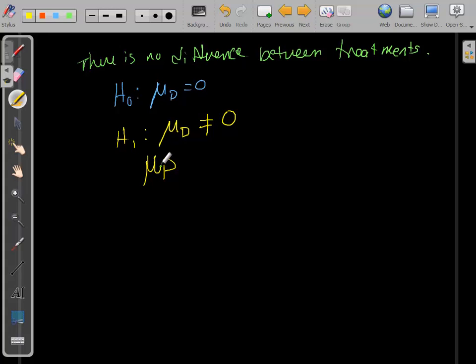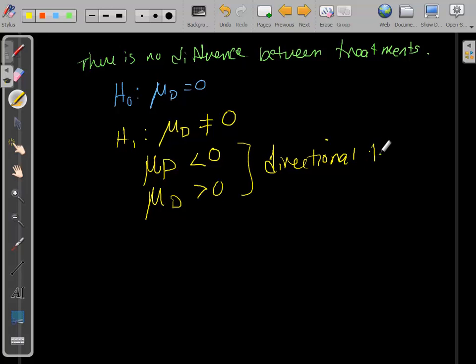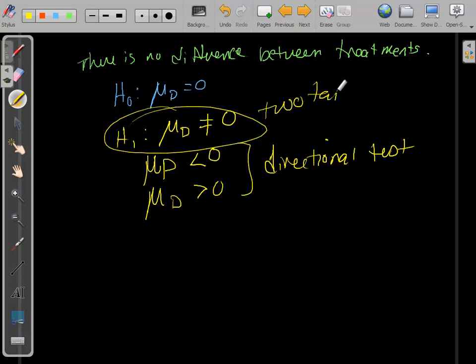Or the mean difference is less than 0 for one test, or the mean difference is greater than 0. So these are the directional tests. Okay, so let's just stick with the two-tail for now. I want to run through an example. The computation goes the exact same way for any t-test, so there's not a lot of new material here. It's just a new idea that you need to wrap your head around. The difference now is more or less on how we conducted our experiment.